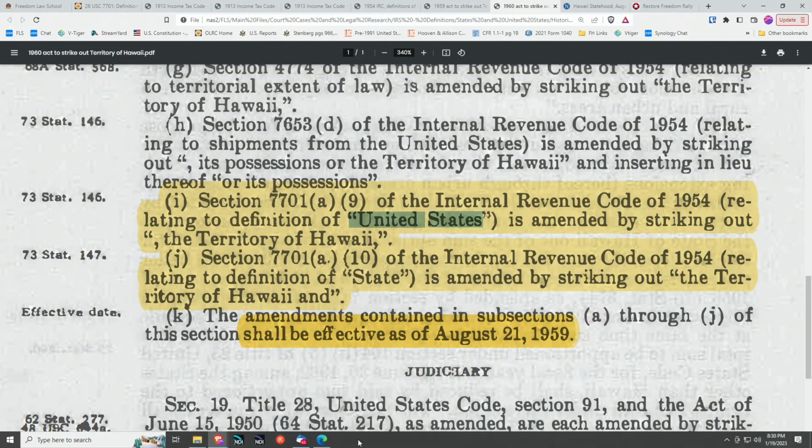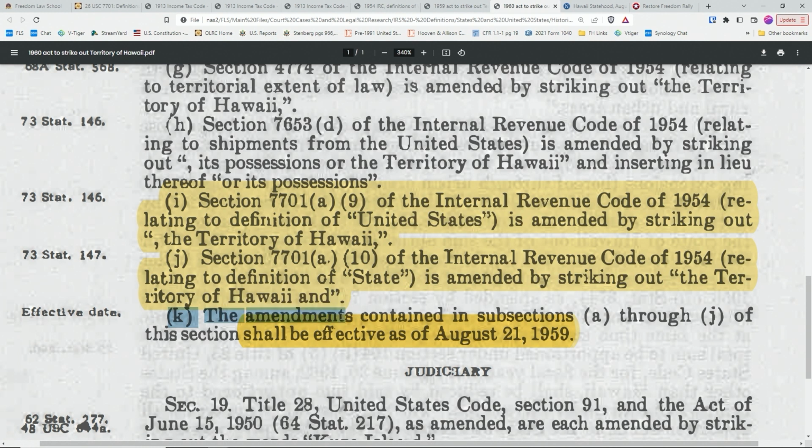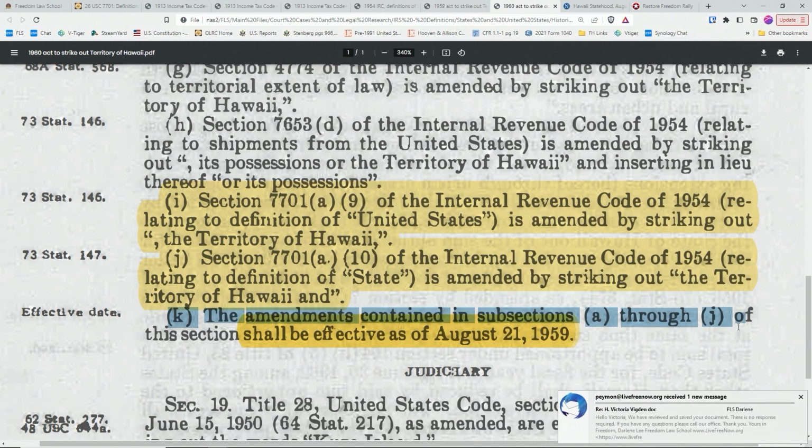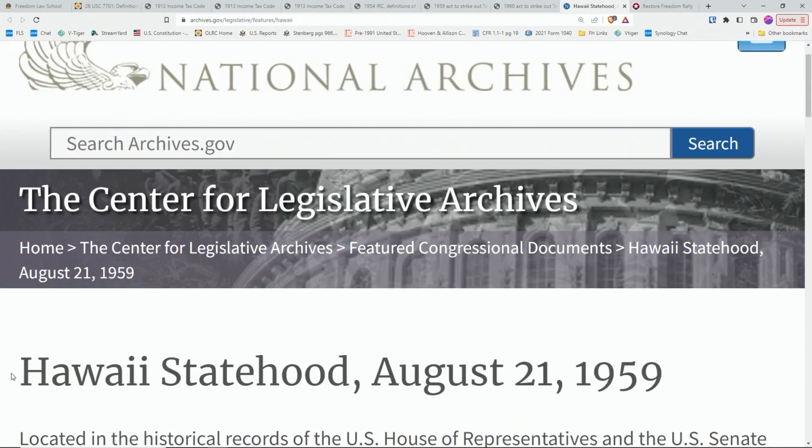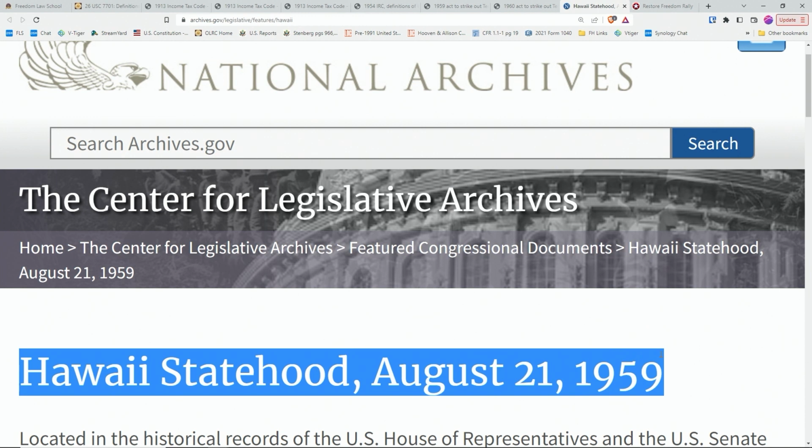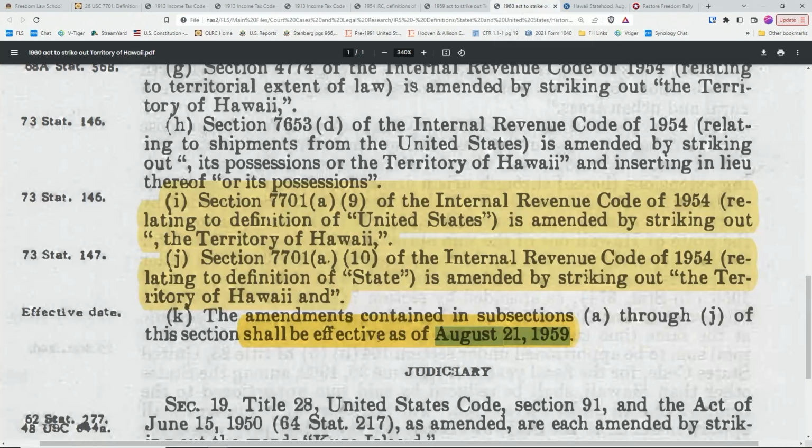And look at the (k). This is the most important part. The amendments contained in subsections (a) through (j), like we just saw, shall be effective as of August 21st, 1959. Why August 21st? Because that's the day Hawaii became a state, no longer a U.S. territory. See, they knew they could not tax the people of the 50 states. Hawaii became a state, boom, and they had to take the law back, effective to August 21st, 1959, when Hawaii was no longer a territory.